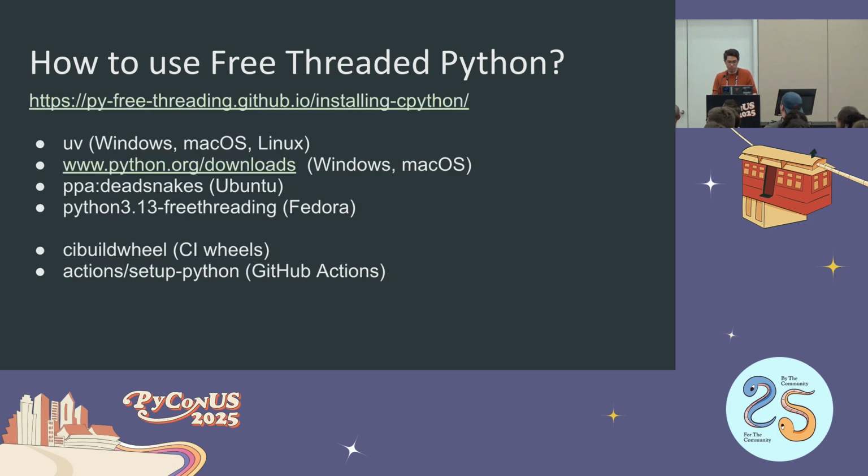You can also install free-threaded Python from official Python installers for Windows and macOS by selecting the appropriate install options. There are also packages for Ubuntu and Fedora. The pyfreethreading.github.io website has install instructions as well as guides for CI and extension authors. Both CI build wheel and GitHub Actions setup Python now support installing free-threaded Python or building free-threaded Python wheels.